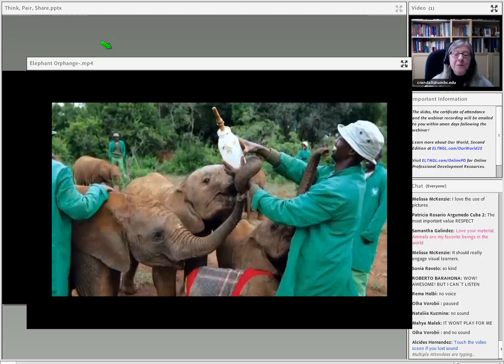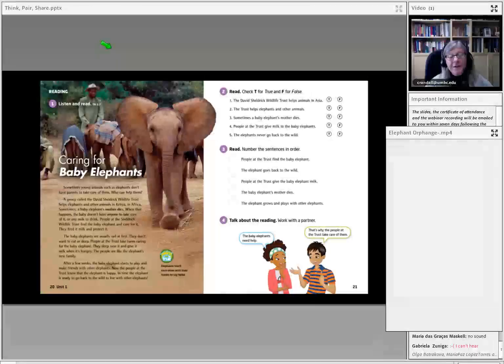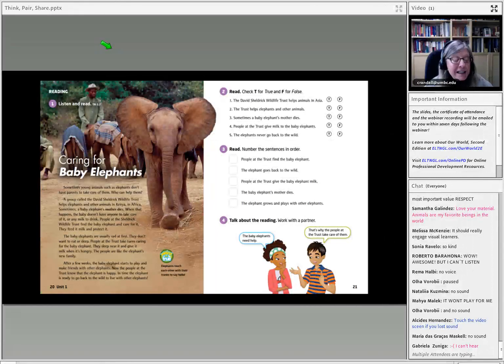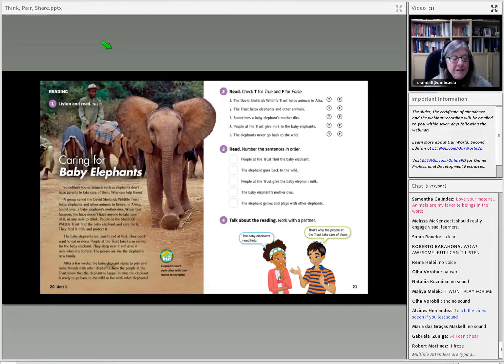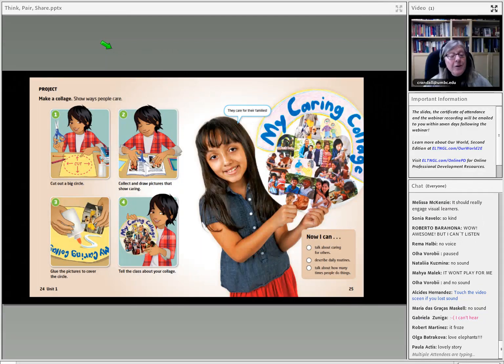more of it, but it will be available to you online. It's a beautiful story of how even the keepers actually sleep with their baby elephants. I mean, they spend all of their time with them. It's really beautiful. And here is a nice project.